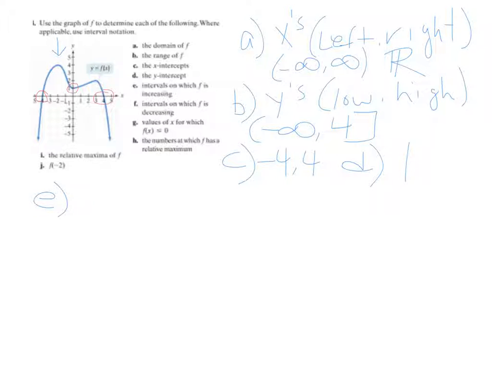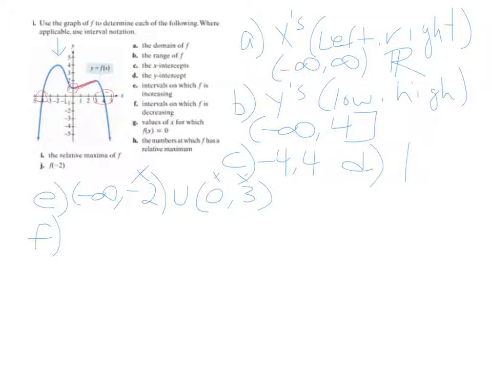E, intervals on which f is increasing. So as you look from left to right, it starts off increasing, coming from negative infinity. It goes uphill until it hits x, where x is -2. Remember, increasing and decreasing are x values. It's also increasing. It starts uphill when x is 0 and continues uphill until x is 3. So from 0 to 3.